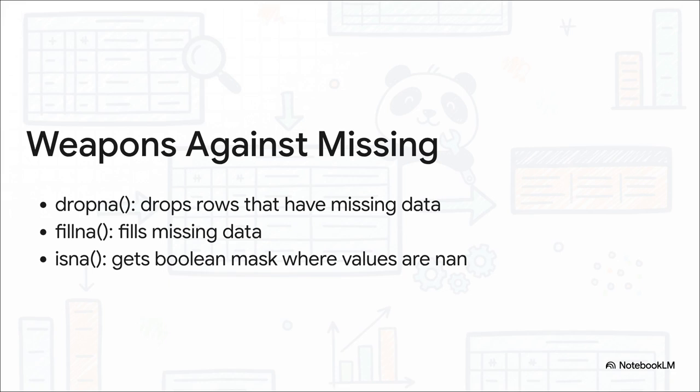Luckily, you've got 3 primary weapons when facing this monster. First up, you can use dropna to just ruthlessly discard any rows that are missing pieces. Just toss them out. Second, you can use fillna to step in and patch those holes yourself with a specified default value. And third, if you just want to map out where these monsters are hiding, isna creates a neat little Boolean mask locating exactly where those NaN values are sitting.